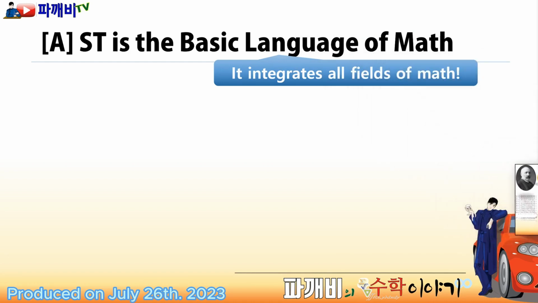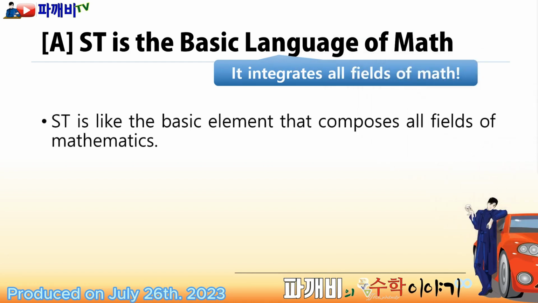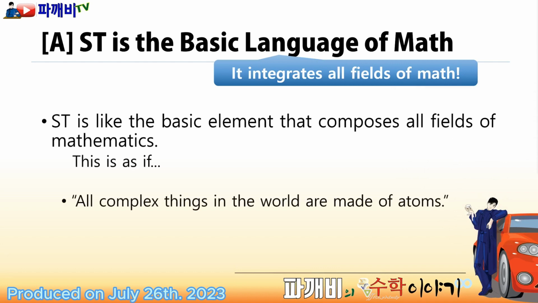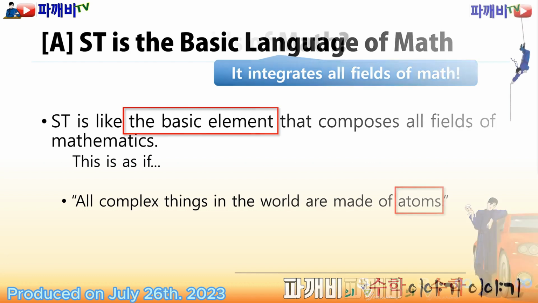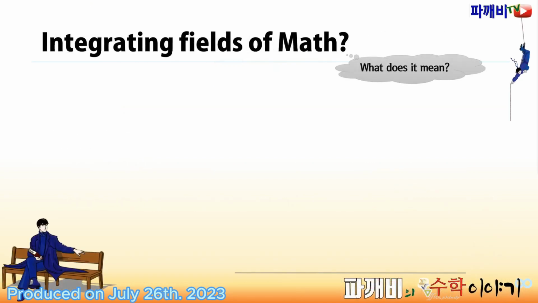Set theory is like the basic element that composes all fields of mathematics. This is as if all complex things in the world are made of atoms. In this analogy, set theory or sets correspond to atoms. Keep this in mind and let's understand it more mathematically. What does it mean to integrate various fields of mathematics in a concrete sense?